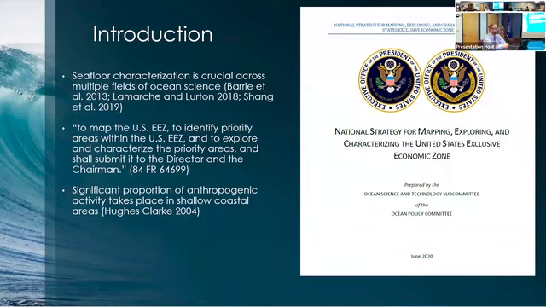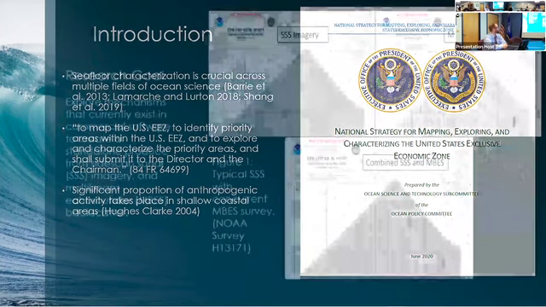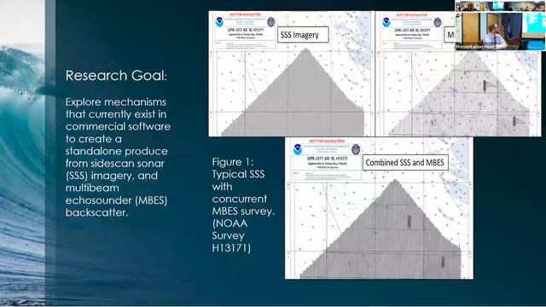As a brief introduction, the main reason we want to do this in part was based on the presidential memorandum on ocean mapping and the need for characterization and mapping of the U.S. economic zone. And because a large portion of anthropogenic activity does take place in our coastal waters, it's important to have that characterized.